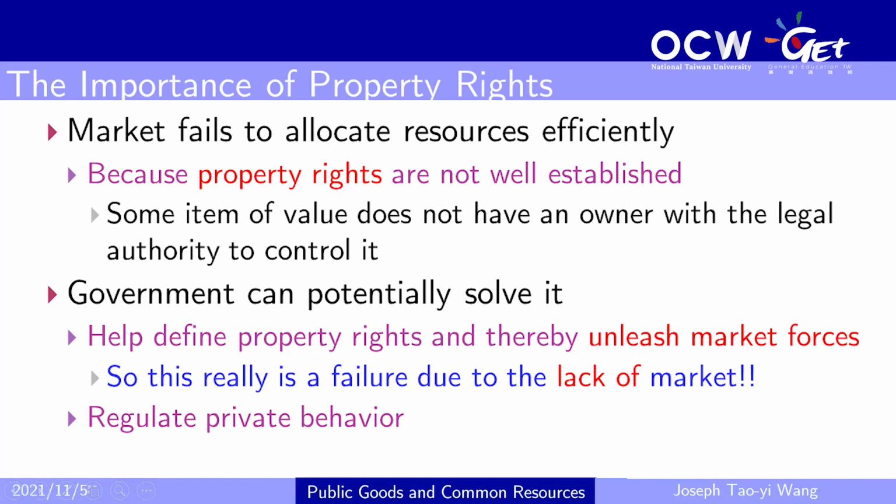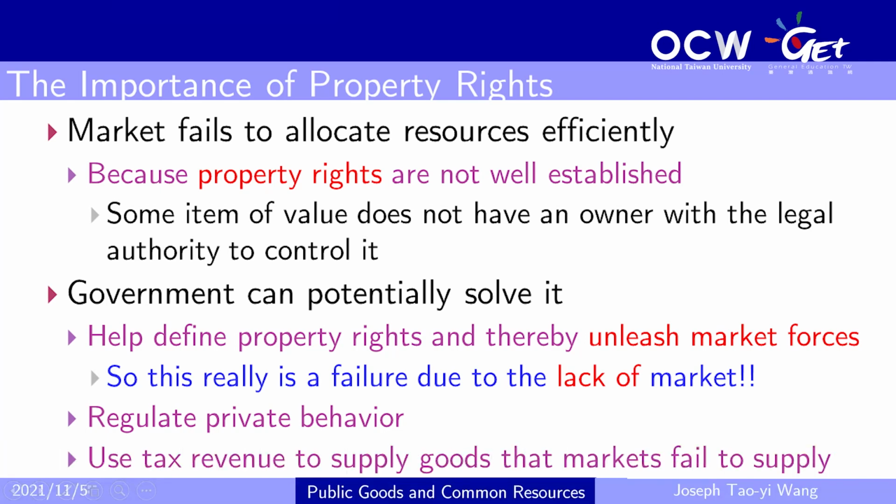And of course, the government could also try to regulate private behavior directly. We talked about this in the pollution part as well. You can tax pollution. What else you could do is say, how about this? Let's tax everybody and use this money to provide this good that the government cannot provide. So here you see that property rights is a key issue and the government can try to step in.